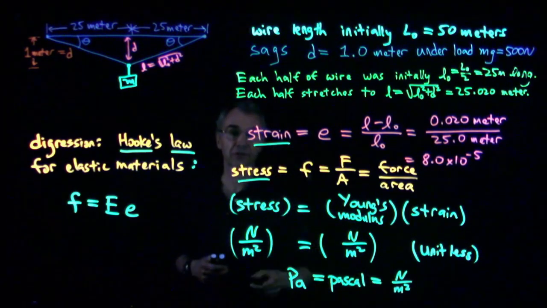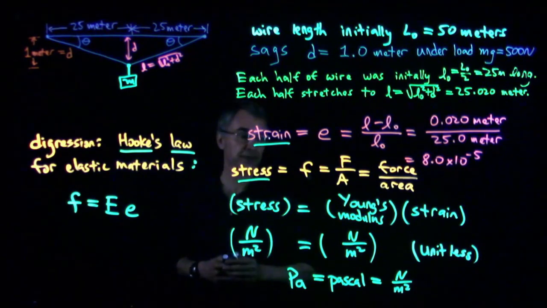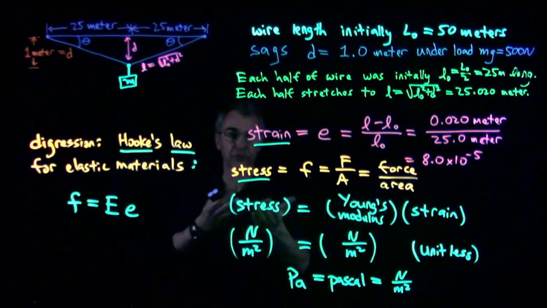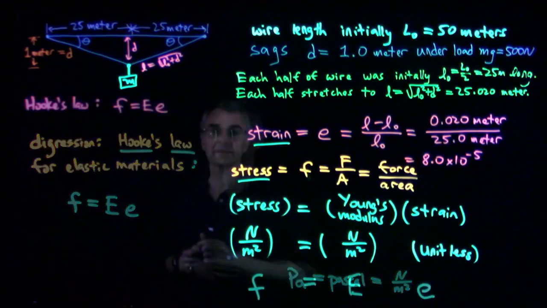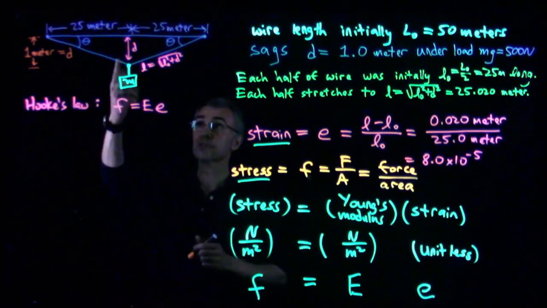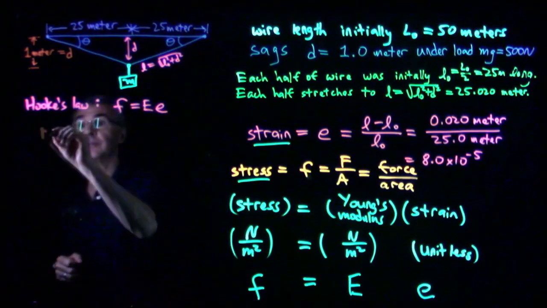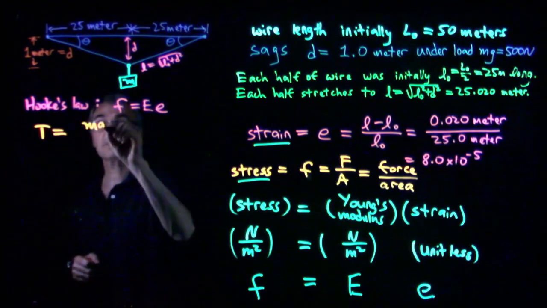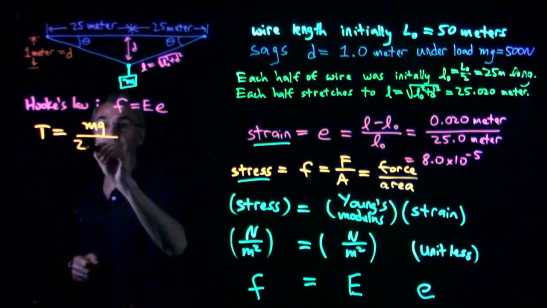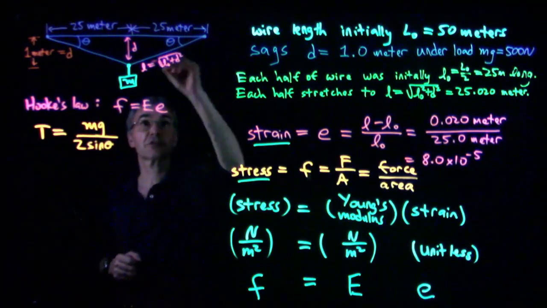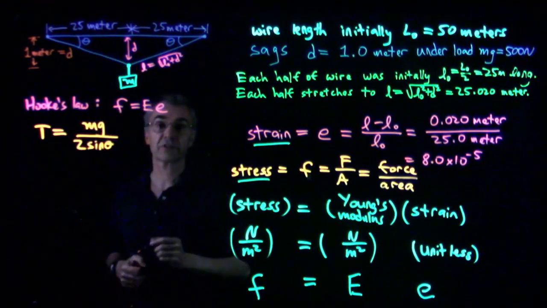So Pascal is another word for Newton per square meter that you might encounter if you see atmospheric pressure, or if you look up a Young's modulus, or if you are calculating stress. Now, in the high wire problem that we just solved, we found that the tension in the cable was T equals mg, the weight of the person, divided by 2 sine theta, this small angle between the horizontal and the deflected orientation of the string.